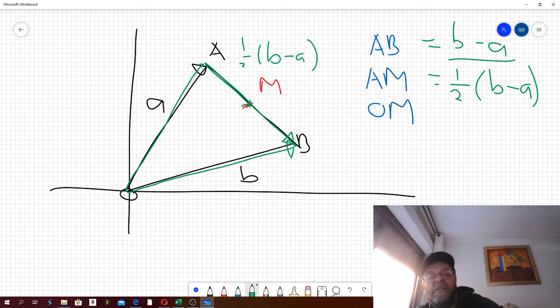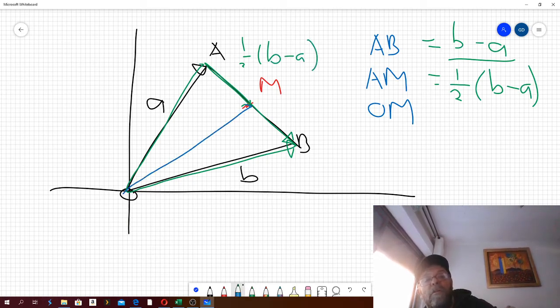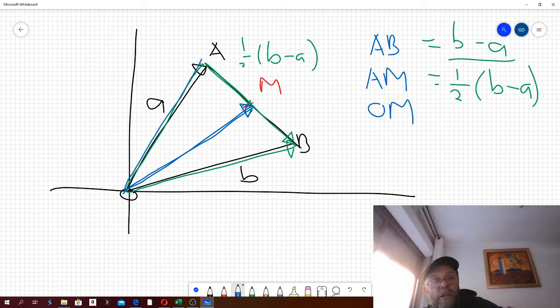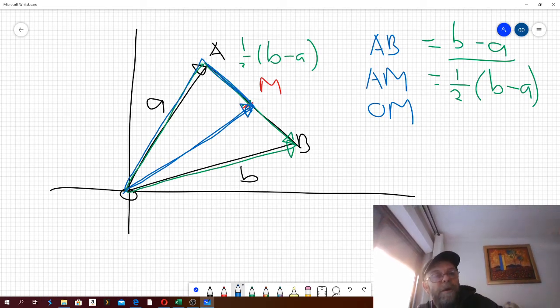And now they ask us to work out what the OM vector is. That means going from O all the way to M. What is this blue vector now? Well, again, I'm going to need a path that I know already. Okay, so starting at O, I could go along A because I know A, but I could go along this part here, which is half B minus A. So therefore, we could add those two together.